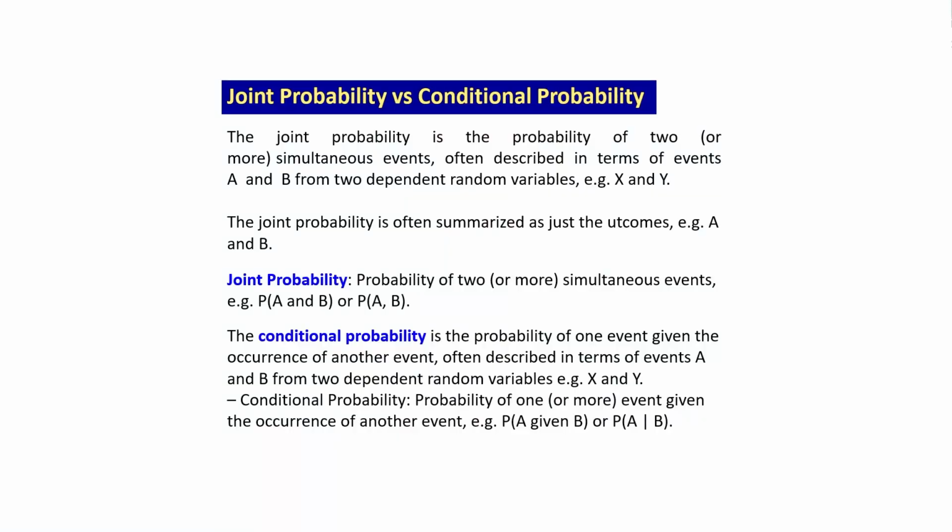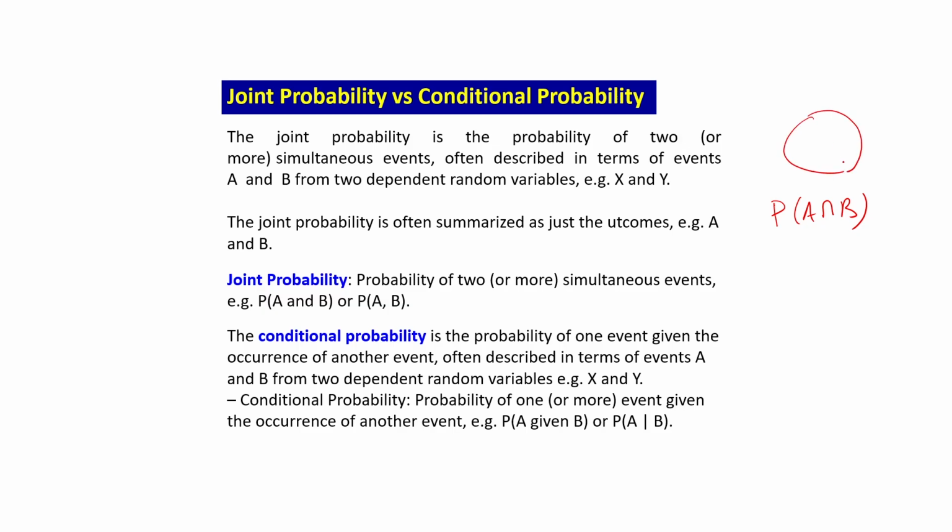Let us focus on this slide first, whatever I discussed. I differentiated between the concept of joint probability and conditional probability. Joint probability is the probability of two or more simultaneous events, often described in terms of events, let us say A and B, which can happen. And this is very easy: joint probability is written as probability of A intersection B.